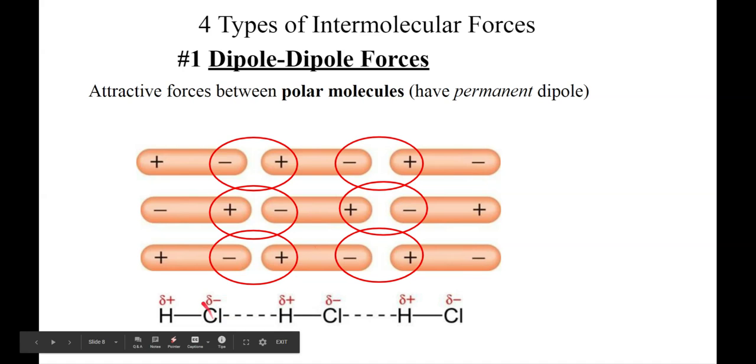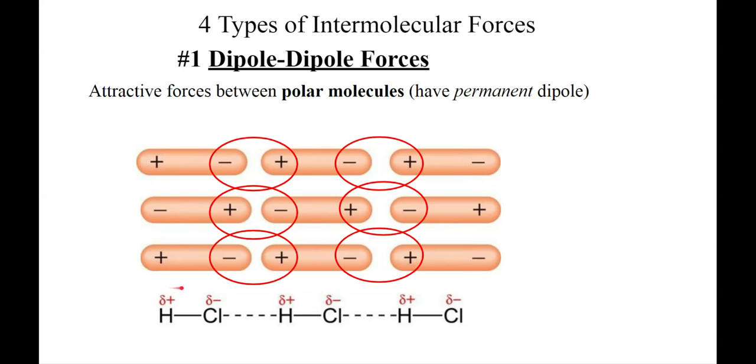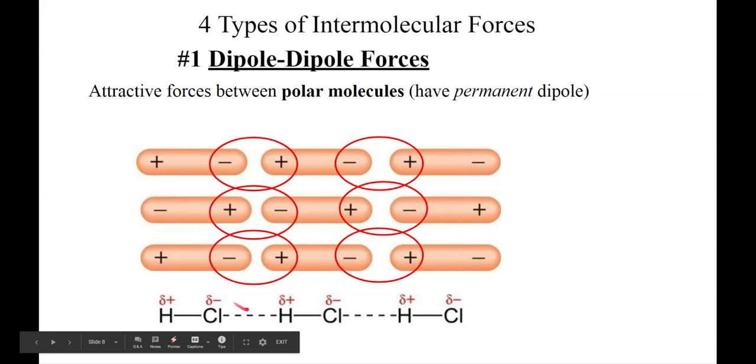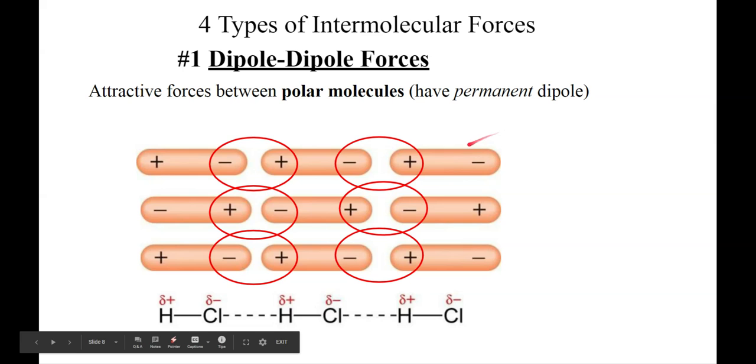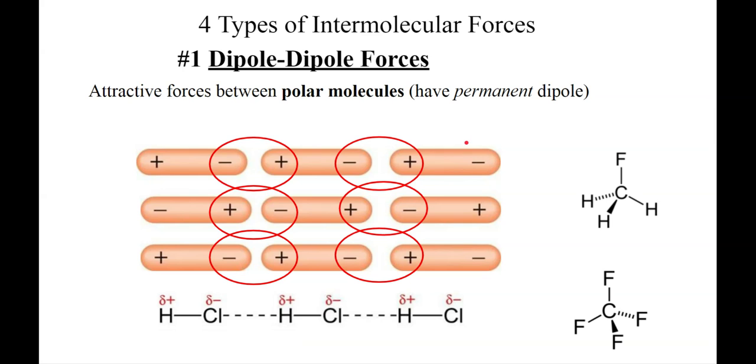Again, here's something like hydrogen chloride. HCl is polar, and so it has these, we call these dipole-dipole forces. So a polar molecule with a polar molecule makes for a dipole-dipole interaction. It is an attractive force that would increase things like boiling temperature.